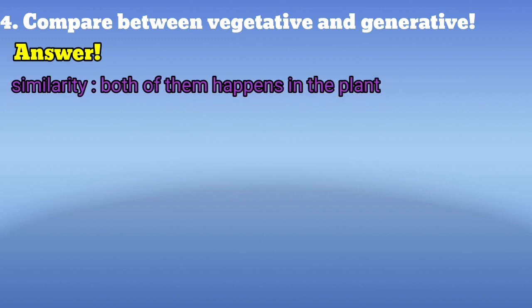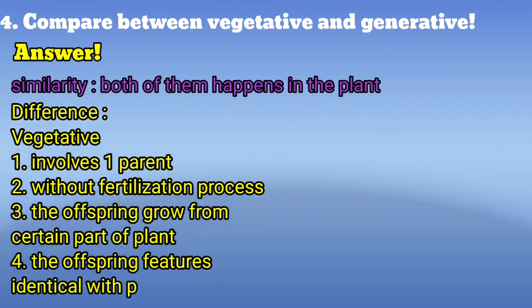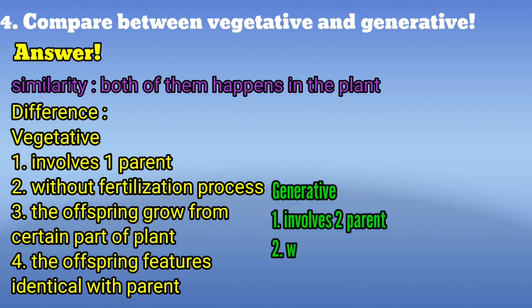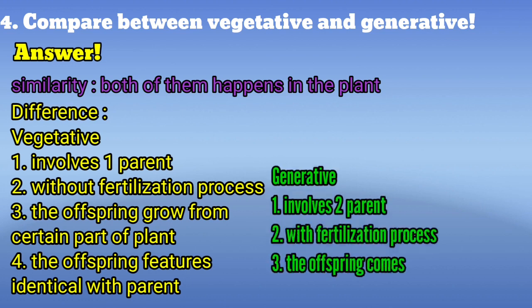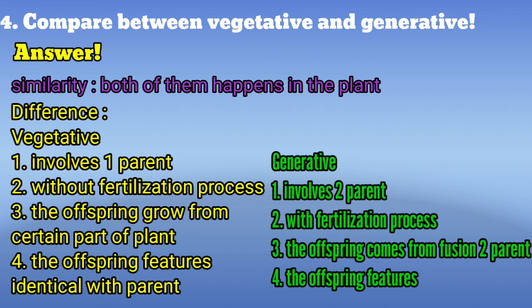The similarity, both of them happen in the plant. The difference is, vegetative involves only one parent, without fertilization process, and the offspring grows from a certain part of the plant. The offspring features are identical with the parent. Generative involves two parents, with fertilization process. The offspring comes from the fusion of the two parents, and the offspring features are mixed from the two parents.